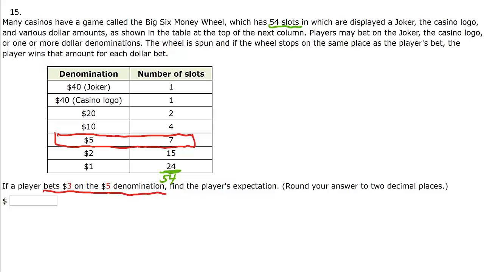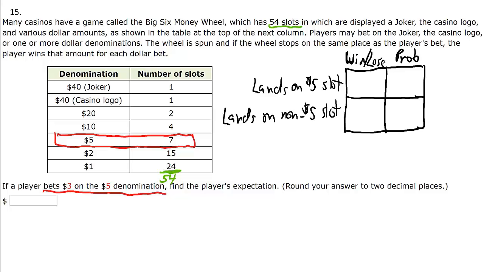Notice that it said the player bets $3 on the $5 denomination. So that row that starts off $5 with the number of slots being 7 is the player's bet, and that player bet $3. So you want to build your table that's going to allow you to calculate the expectation. You need a column for the amount won or lost, and you need a column for the probability of that happening. And from this player's point of view, you're only interested in whether the ball on the wheel stops on the $5 slot or not.